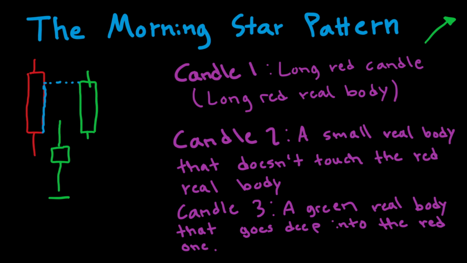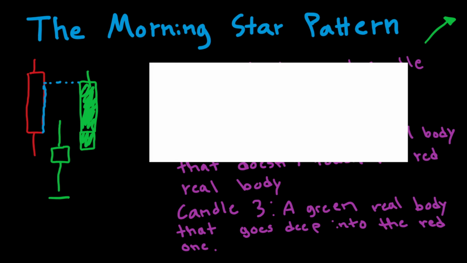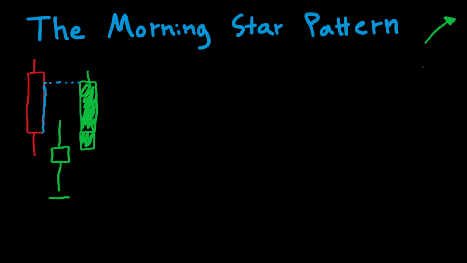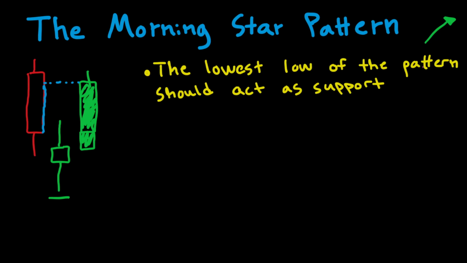But as I said, it's okay if the green one looks more like this. All right, and another good thing to know about this pattern is that the lowest low of the pattern should act as support. In this case, the lowest low of the pattern is this blue point right here, so we should have some kind of support line here.